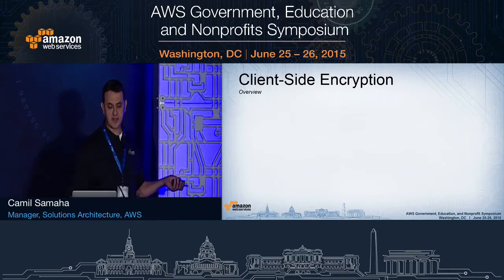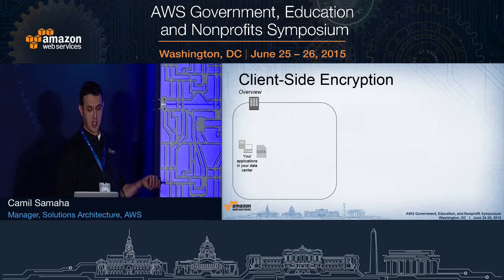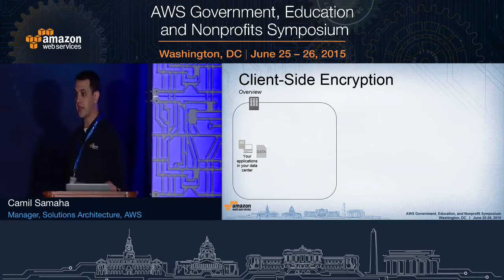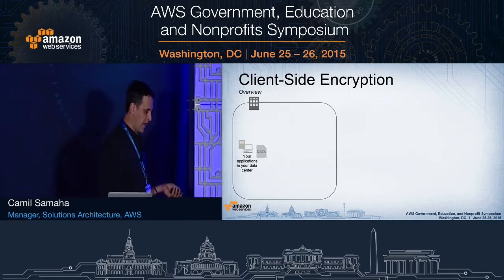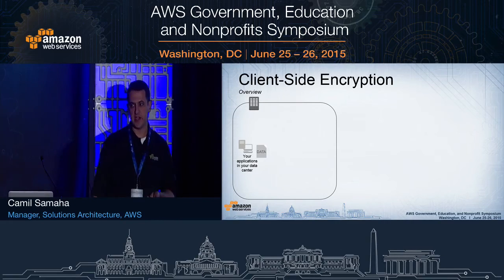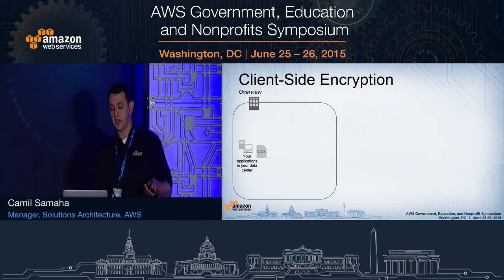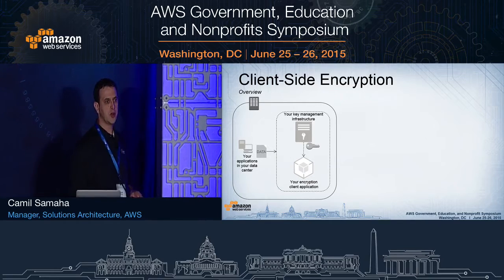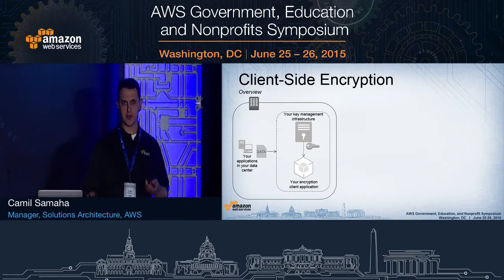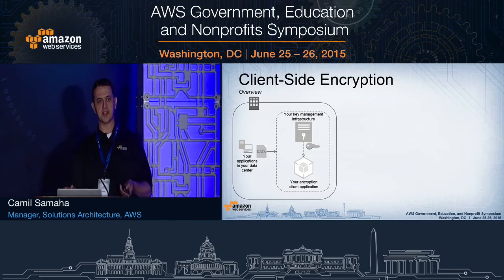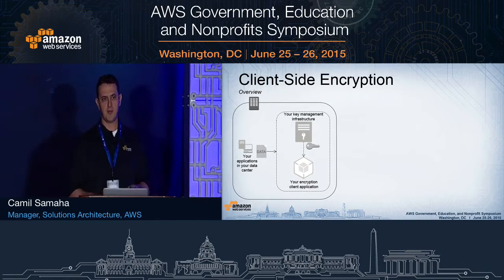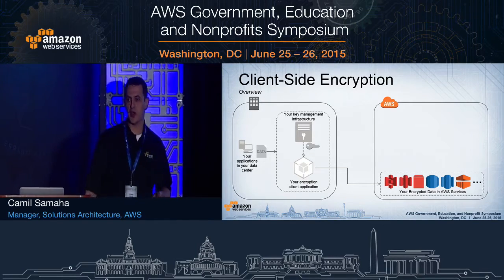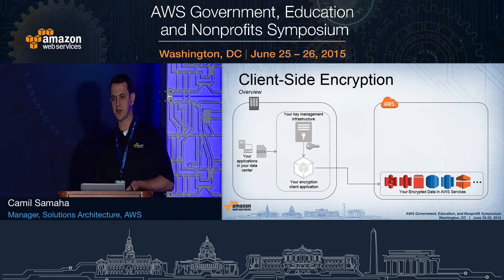So let's look at that in more detail. You start with, let's say, the case where you have your application running on-premise. In order to encrypt the data, you're going to have to get a key from somewhere, and we refer to that as your key management infrastructure. So your application queries your key management infrastructure to get the key to encrypt the data, and it uses your application's crypto module to actually go ahead and encrypt the data. And then you send that encrypted data over to AWS to store.